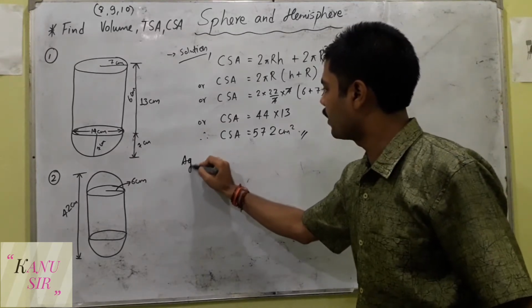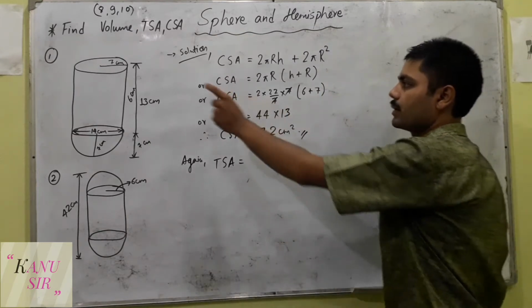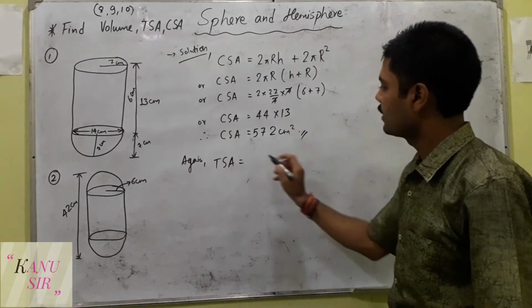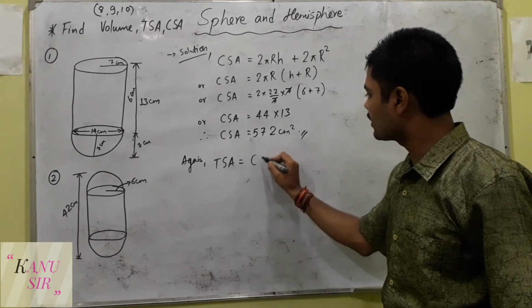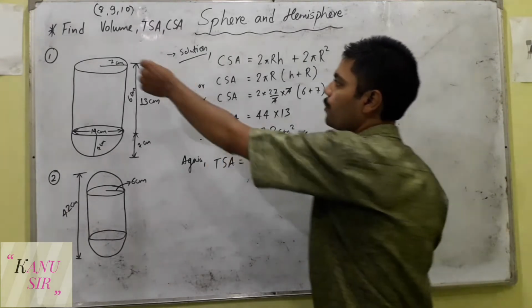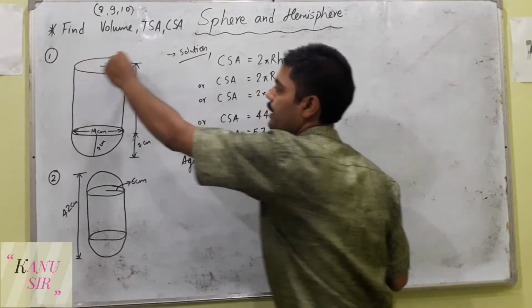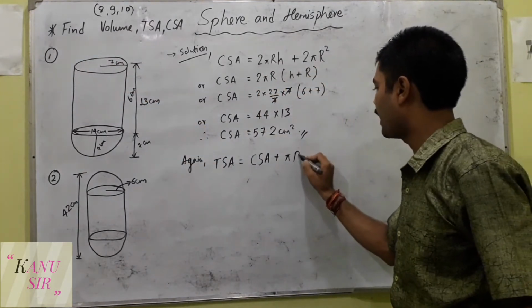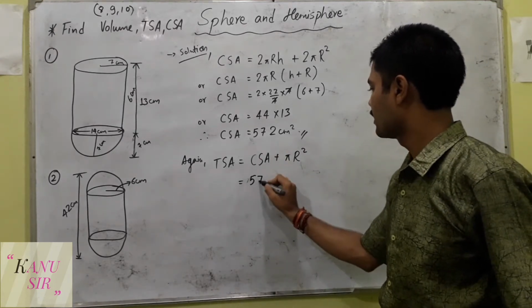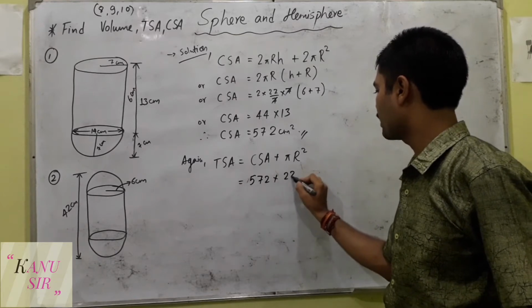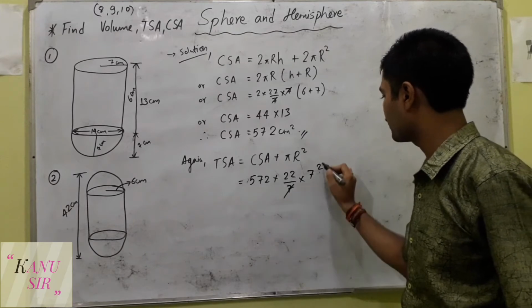Again, for TSA, while writing the formula for TSA, you will understand the difference between CSA and TSA now. First, the CSA plus the opening. This is the opening area, so you have to add this opening area also, that is pi r square. So CSA, previously it was 572, pi is 22 by 7, and r is just 7 square, so cancel one r.